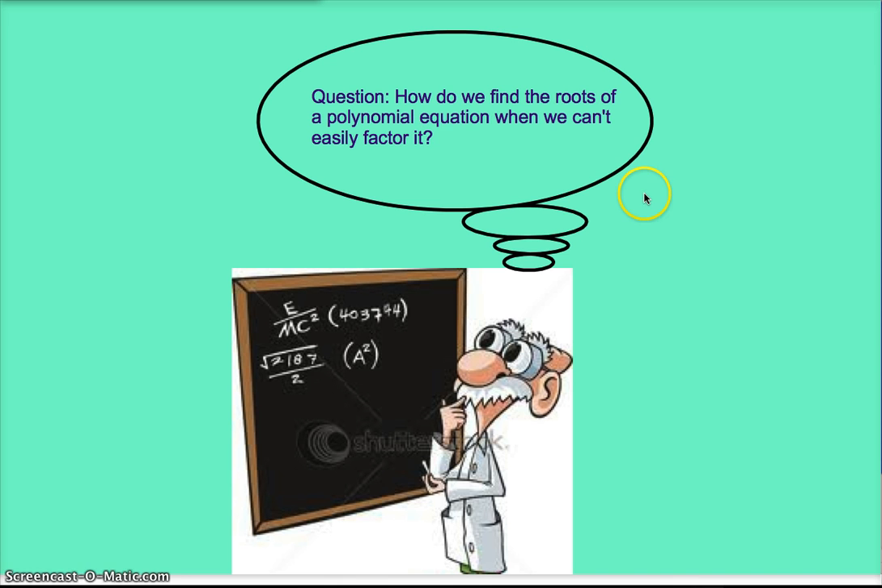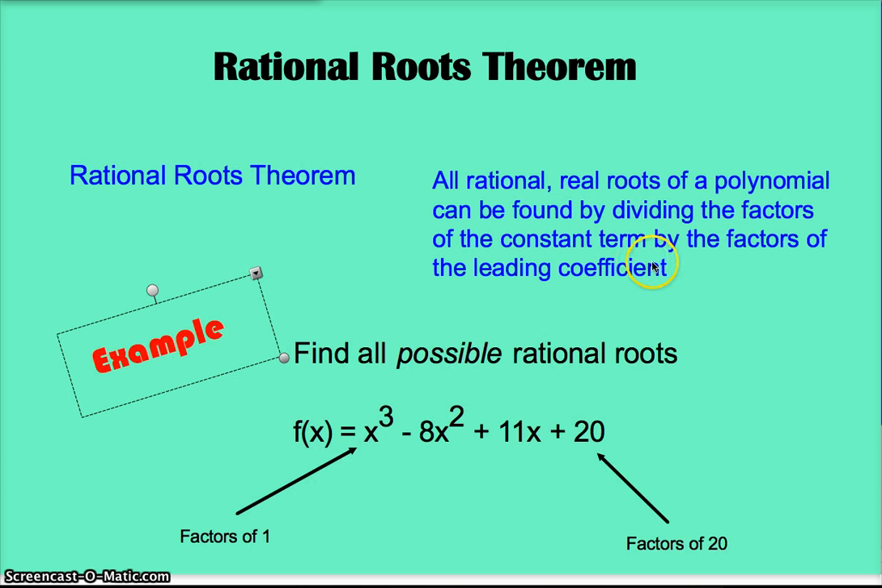So we got to ask ourselves, question, how do we find the roots of a polynomial equation when we can't easily factor it? So we've been able to factor quadratics, so polynomials with degree 2, and we usually have used the diamond method. But what if it's higher than degree 2? What if it's a degree 3 or a degree 4? How do we go ahead and factor those and find the roots? Well, there's actually something we can do, and it's called the rational root theorem.